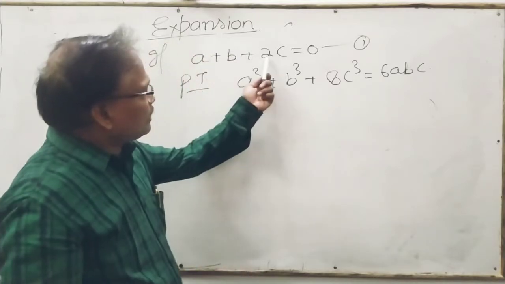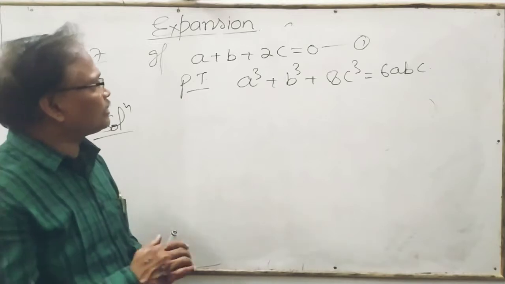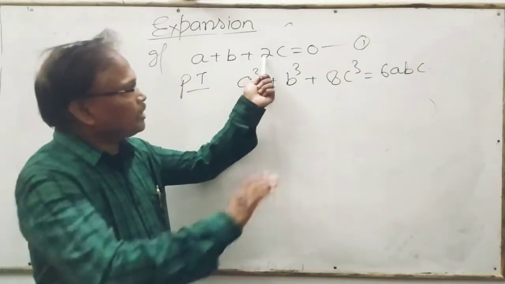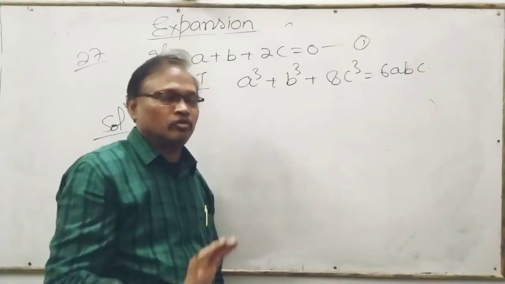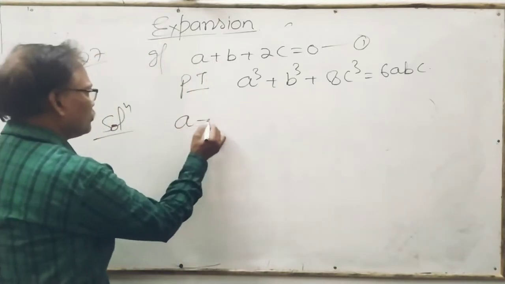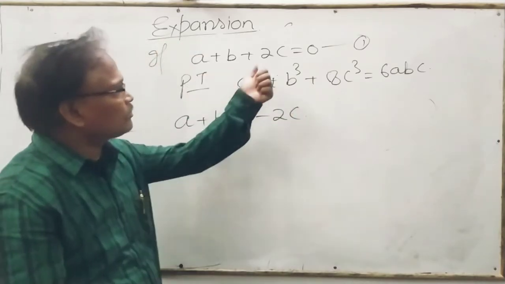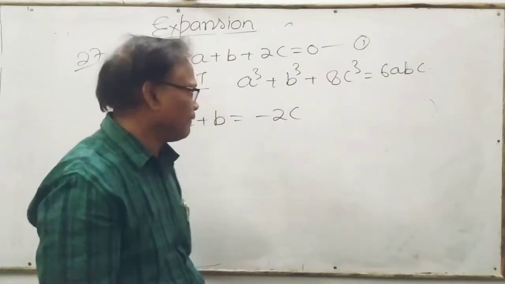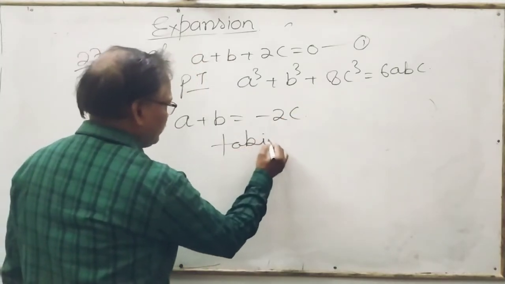Because 2c cubed also becomes 8c cube. If you take this 2c to the right hand side and then take the cube. When questions of this type come, especially you have to take one term to the right hand side. You take one term in the right hand side, then taking the cube both the sides.